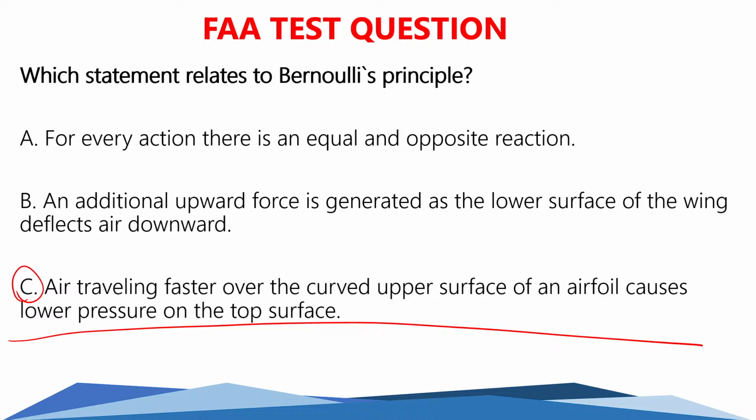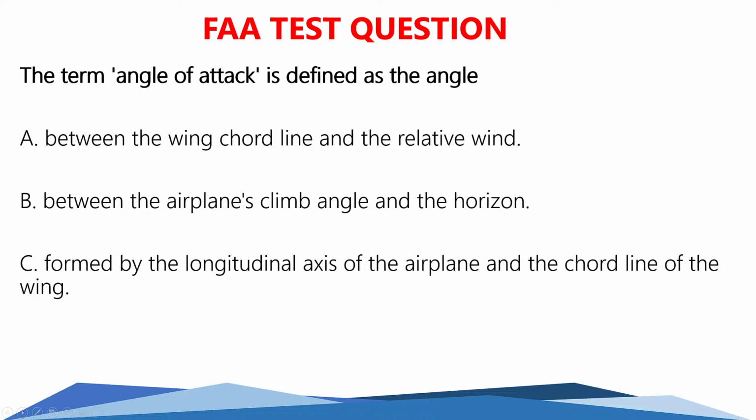All right, let's look at one more dealing with angle of attack. The term angle of attack is defined as the angle, is it A, between the wing chord line and the relative wind, B, between the airplane's climb angle and the horizon, or C, formed by the longitudinal axis of an airplane and the chord line of the wing?